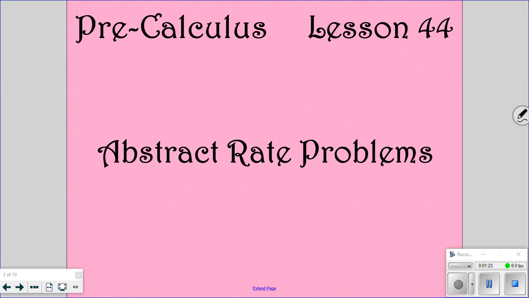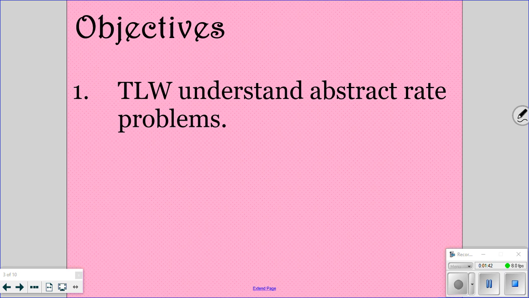Alright, so we're looking at lesson 44 today. We're going to look at some abstract rate problems. So abstract means that we're going to have variables in our answer. We're not going to have 2 or 3/4 or something for our final answer. It's just going to be a random fraction. So hopefully you'll understand how abstract rate problems work after this lesson.